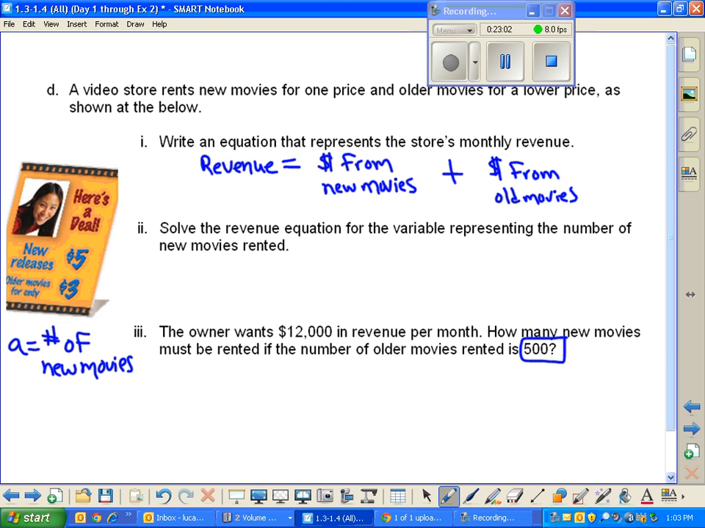So yeah, I need a letter for older movies. R. R, are you like pirates? R, maybe. Let's go box. All right, so number of new movies, number of older movies. So now we can go ahead and write our actual equation. Revenue. Oh, I wanted to call that one R. Can we pick a different letter for older movies? I wasn't thinking. Sorry.